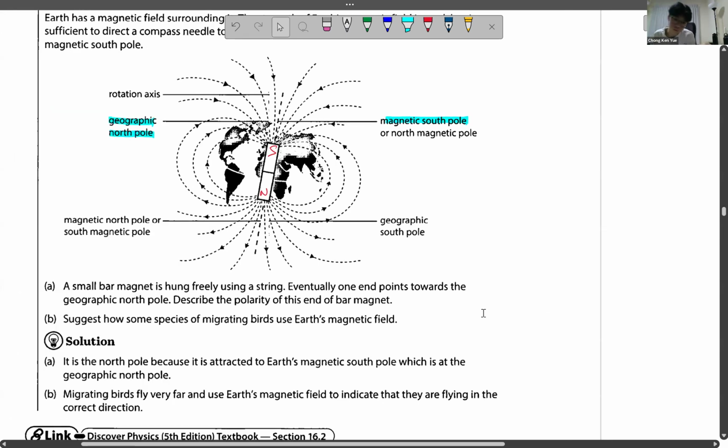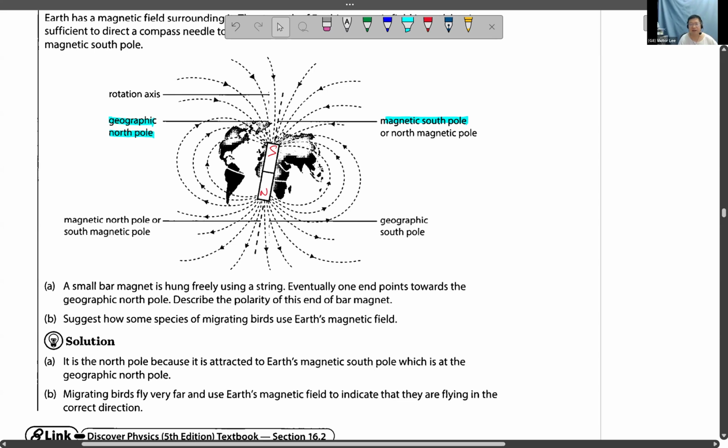Any question? No. Okay, so if it is a north pole here because it is attracted to Earth's magnetic south, below is a magnetic south, which is geographical north. And why do some species of migrating birds use the magnetic field? Because when the birds migrate, they don't look at the sun, but they feel the magnetic field lines. So they can fly very far, using the Earth's magnetic field lines to find the correct direction.